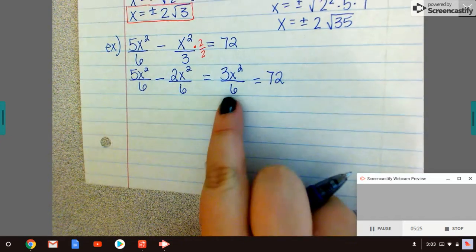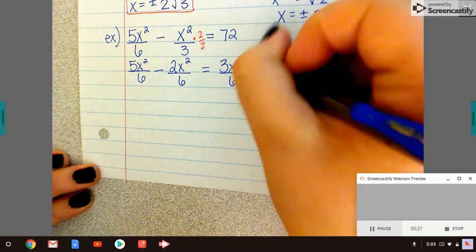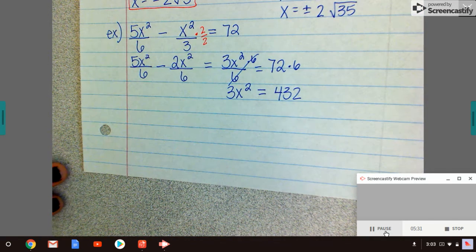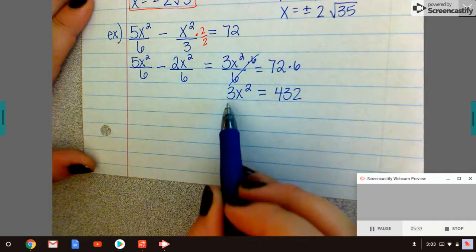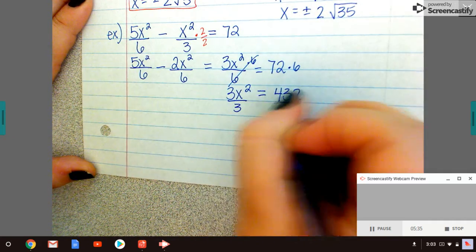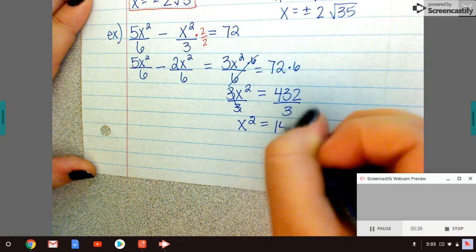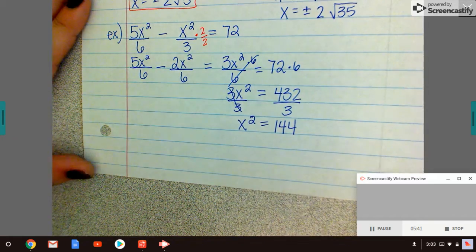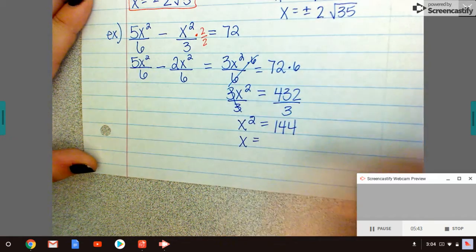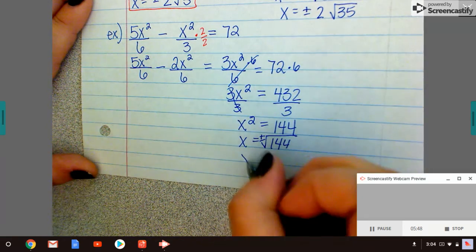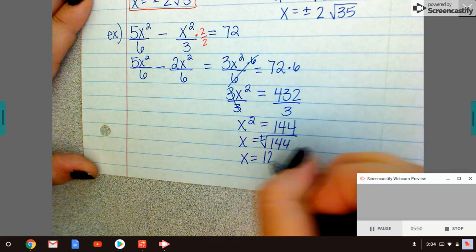Let's get rid of our denominator by multiplying both sides by 6. So 72 times 6 is 432. Let's get rid of our 3 and divide both sides by it. X squared equals 144. And then square rooting, I've got x equals plus or minus the square root of 144. This is a perfect square, so x equals 12 and negative 12.